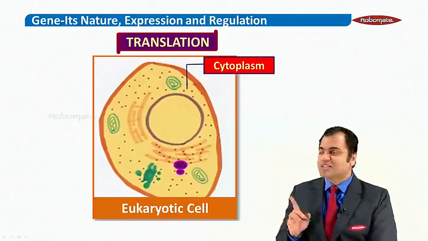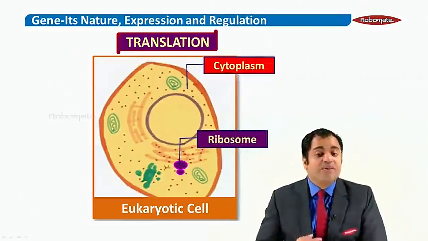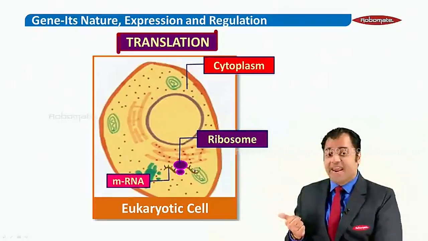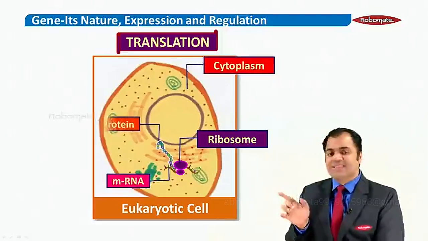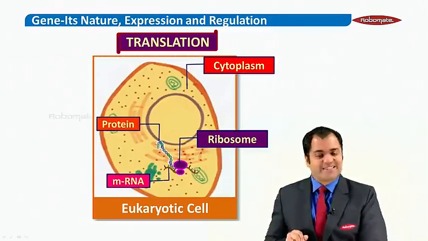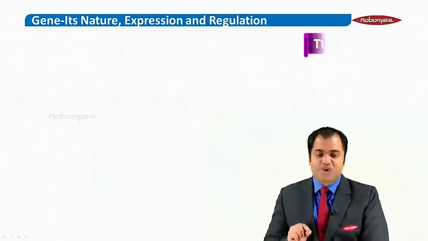Translation will occur on this special structure called the ribosome. Now on the ribosome you have this mRNA which is going to get translated into the amino acid sequence, which is protein. Is that okay? Moving on. Let us understand how it happens in short.